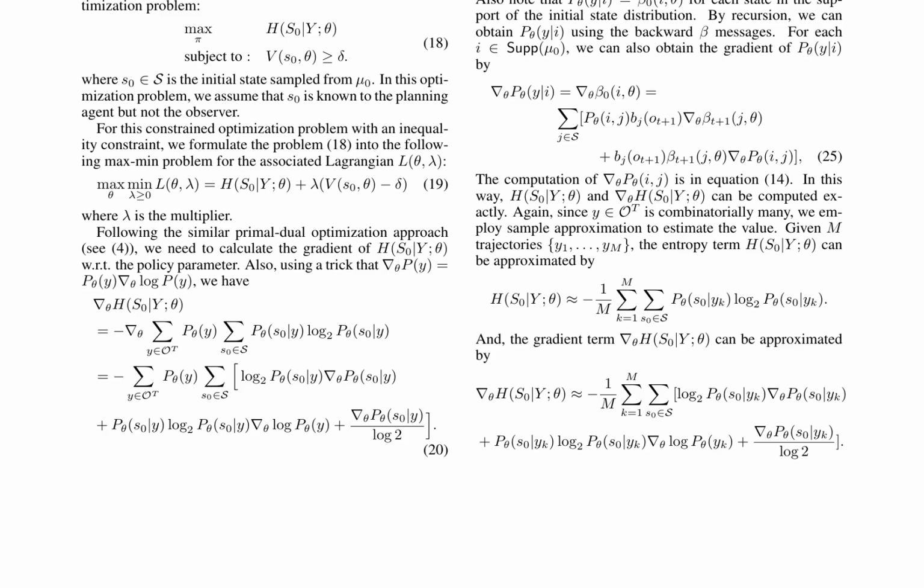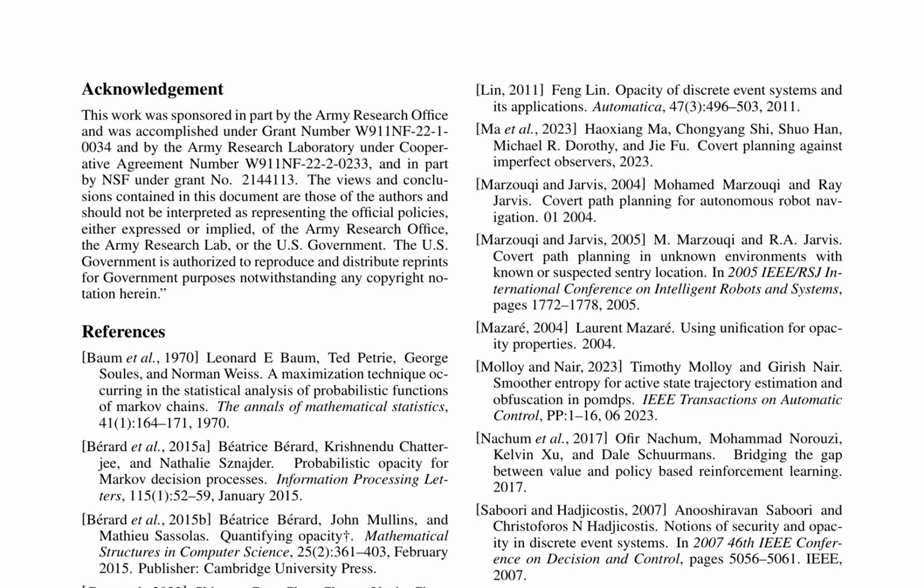The Lagrangian for this optimization problem is defined as the sum of the conditional entropy and a penalty term, weighted by the Lagrange multiplier. The gradient of the Lagrangian with respect to the policy parameter is computed using the chain rule and the product rule. The computation of the gradient of the conditional entropy involves the computation of the gradient of the probability of Y given S0, which can be obtained using the backward beta messages from the hidden Markov model.